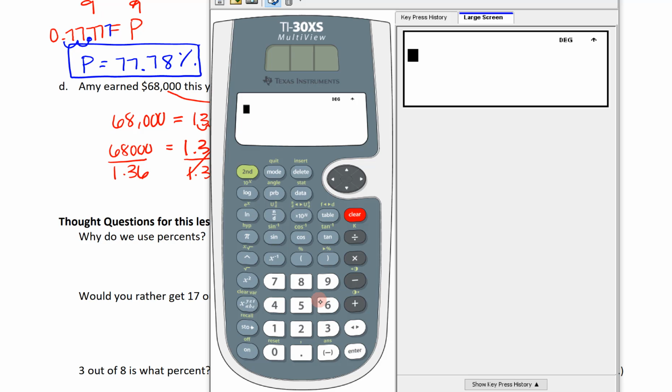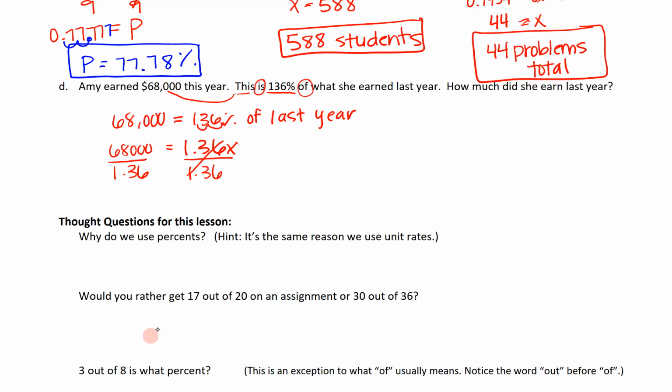So we're going to type in $68,000 divided by 1.36, and we get $50,000 as our x. So that means last year Amy earned $50,000.